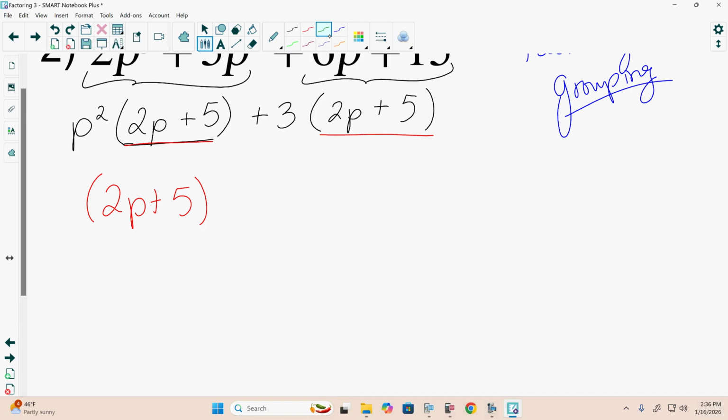We can factor it out. We can remove it from both terms. And what that tells us, we factor it out, we move it to the front. And if I factor it out of p squared times 2p plus 5, what are we left with? P squared. If I do the same thing with our 3 times 2p plus 5, we're left with our positive 3. Questions on this here?